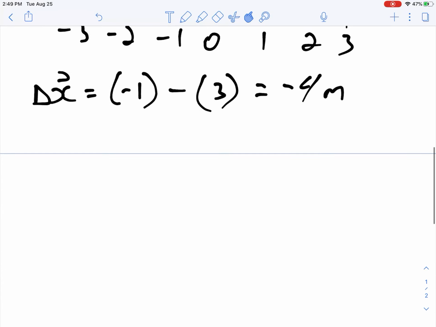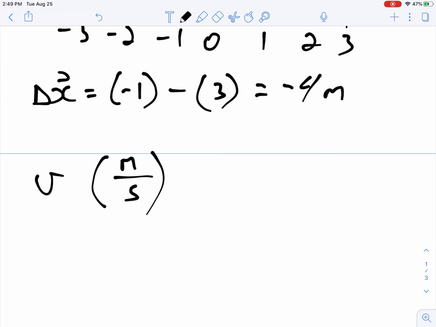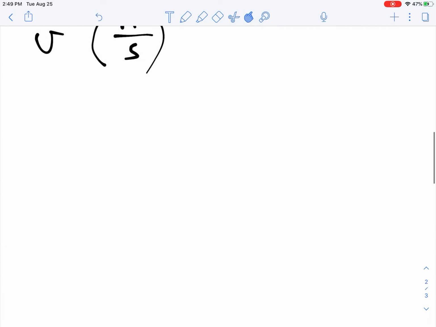Before I write the equation, I just want to say that velocity has the units of meters per second. We are traveling some number of meters in some number of seconds. So it's always going to be some number of meters per second, and it can be positive or negative depending on whether we're going to the right or to the left. All right, so remembering that, let's move on to what's called a position time graph.